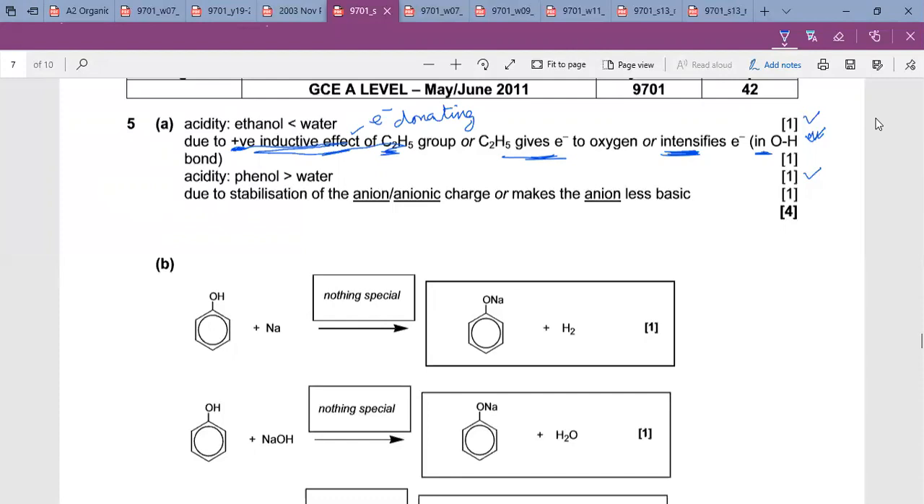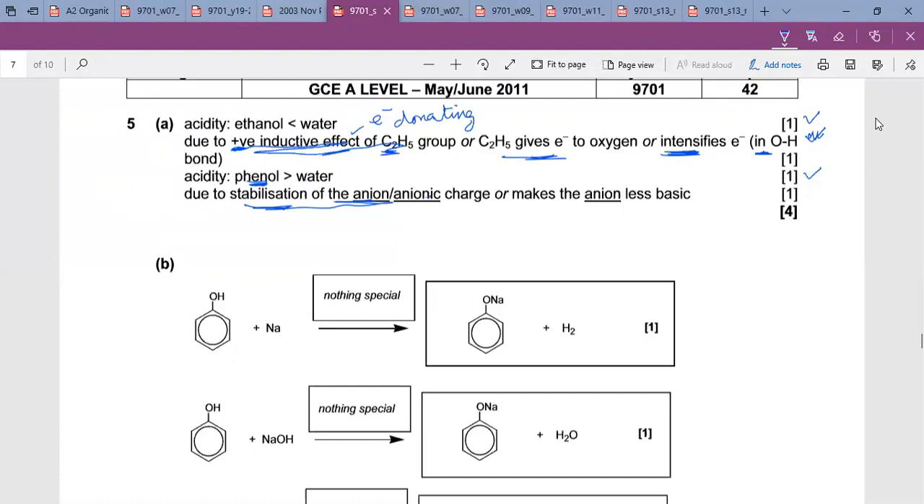Now the other one, of course, phenol is more acidic. Why? Here they use stabilizing of the anion. So you can use stabilizing, or you can use the bond energy, making it less basic. Stabilizing the anion, or the negative charge.